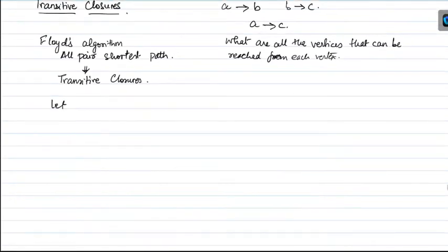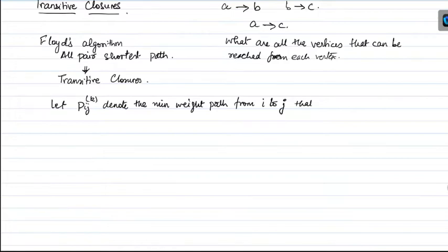We'll need a definition, right? Let Pij of k denote the minimum weight path from i to j that only comprises of v1, v2 up to vk as intermediate vertices.